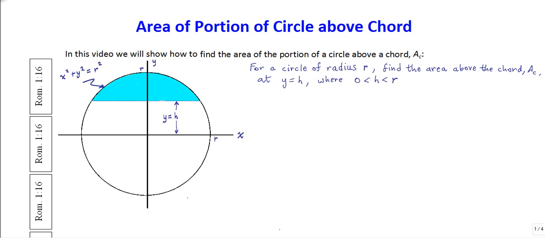Okay, so if I were to solve for x, I could say that x is equal to plus or minus the square root of r squared minus y squared. Where the plus root is obviously for those x values in quadrant 1, which are positive, and the minus root is for those values of x in quadrant 2 as pictured here, where x is negative.